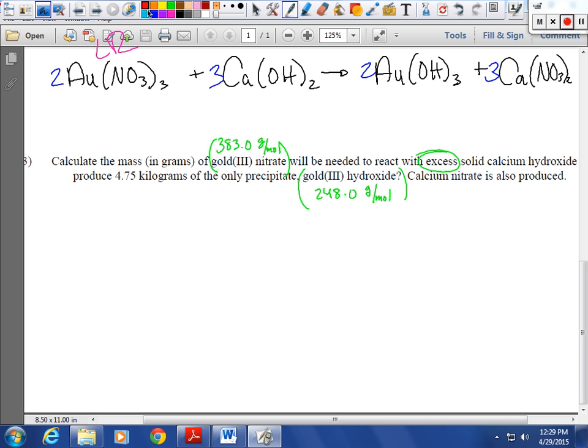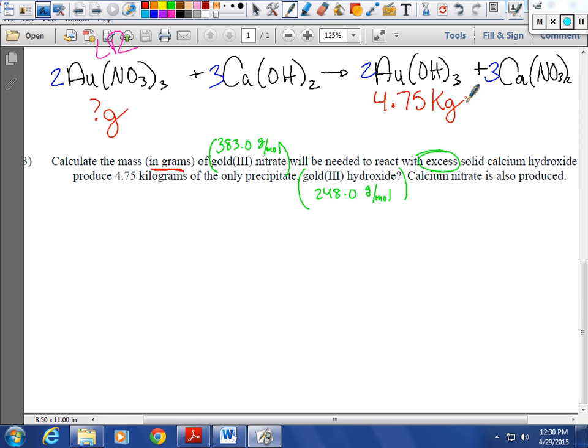Calculate the mass in grams. So here's my question. I need so many grams of gold-3 nitrate needed to react with excess calcium hydroxide. There's a word missing. That produced is really what it should say. That produced 4.75 kilograms of gold-3 hydroxide. So there's 2 ways to do it.